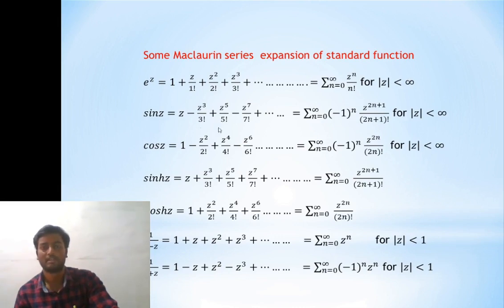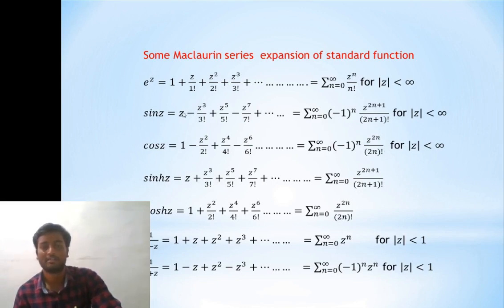and so on, right? Similarly sin z is z minus z cube by 3 factorial plus z power 5 by 5 factorial minus z power 7 by 7 factorial, where the powers are all odd. So it is summation of minus 1 whole power n, z power 2n plus 1 by (2n plus 1) factorial. Similarly cos z is 1 minus z square by 2 factorial plus z power 4 by 4 factorial minus z power 6 by 6 factorial and so on.